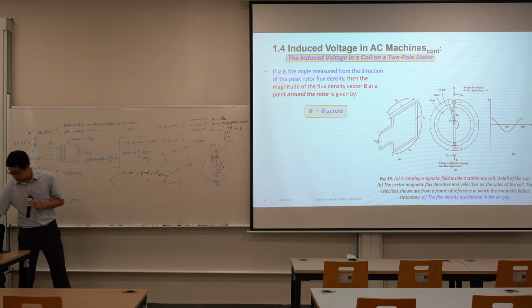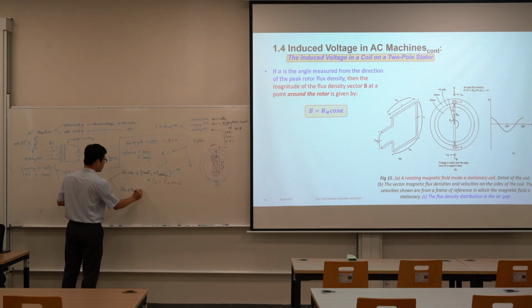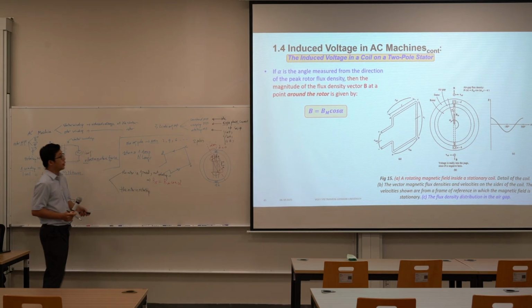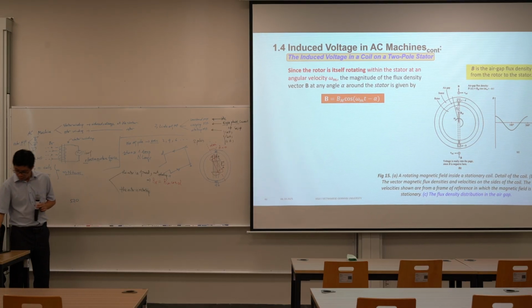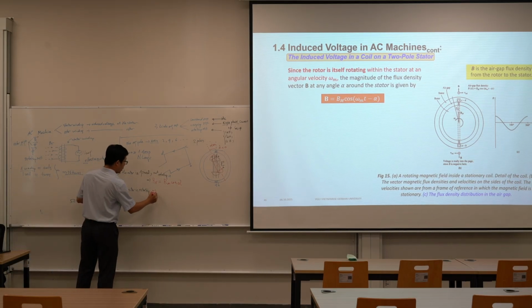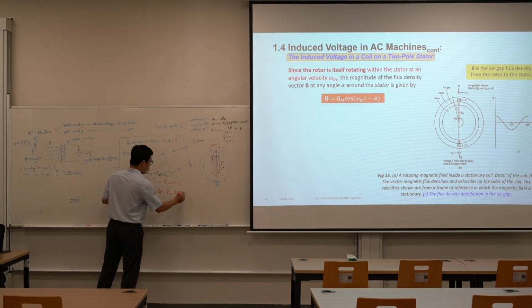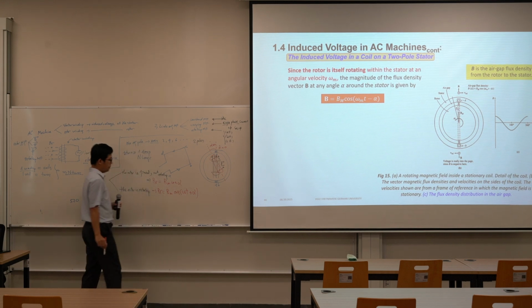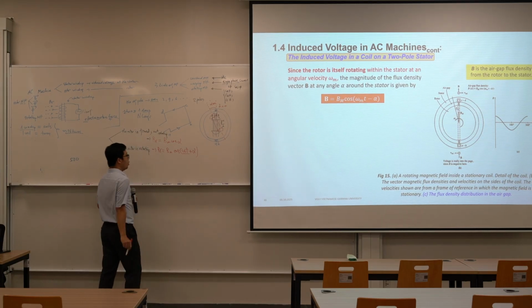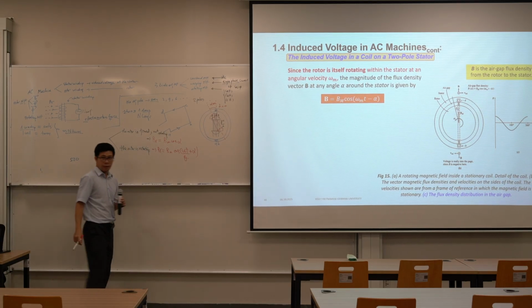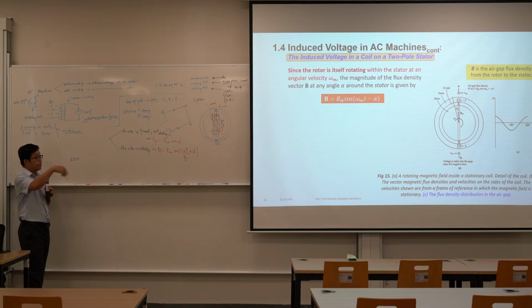Now, if the rotor is rotating, we have BR is BM cosine omega t plus alpha. So why do we have omega t? Omega t means theta. What is theta? Theta is the angle of the rotor rotation.